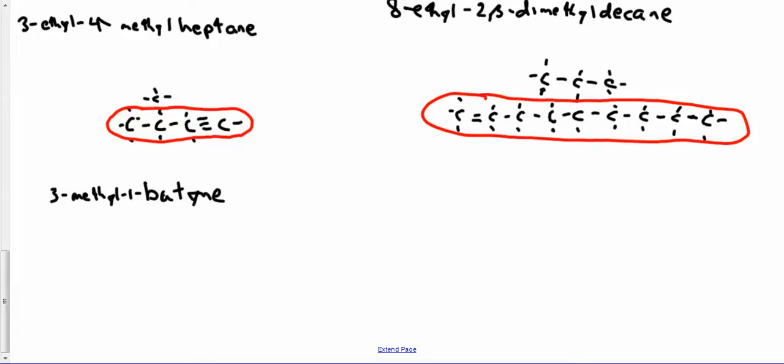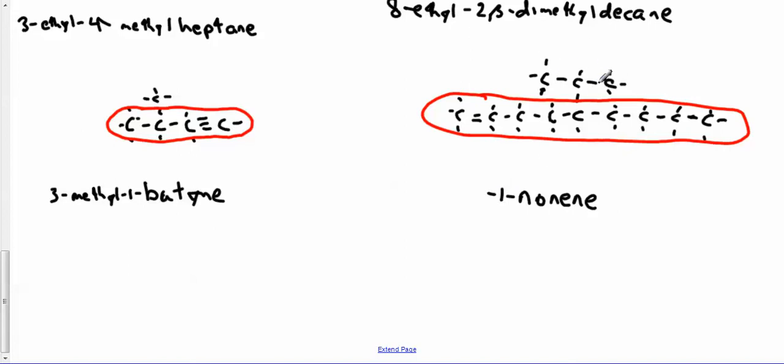Last guy, longest chain, nothing special going on here. 1, 2, 3, 4, 5, 6, 7, 8, 9. It's a non-. I've got a double bond there, so I'm going to use the ending e-n-e. It's off of number 1. Yes. Still have to deal with this guy.